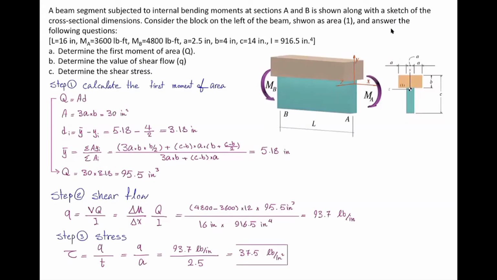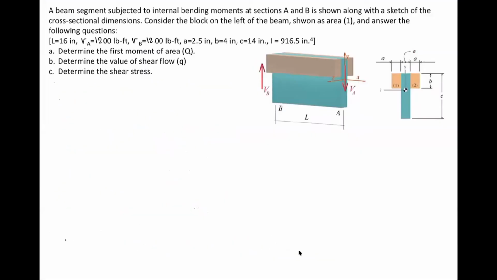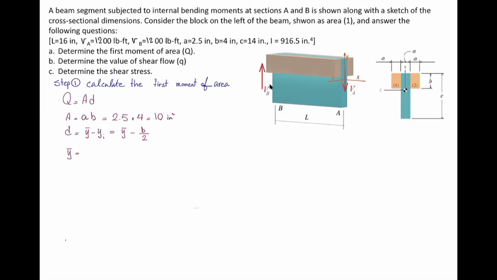Again, I want to highlight what are the differences and similarities between these two problems. The last problem is similar to the first problem. The only difference is that instead of having the moments, we were given the shear force acting on the right and on the left of the section. In order to calculate the first moment of area, is there any change between this problem and the first problem? No, that is going to be exactly the same. So I just go and repeat the process, and Q would be exactly the same as the first problem.